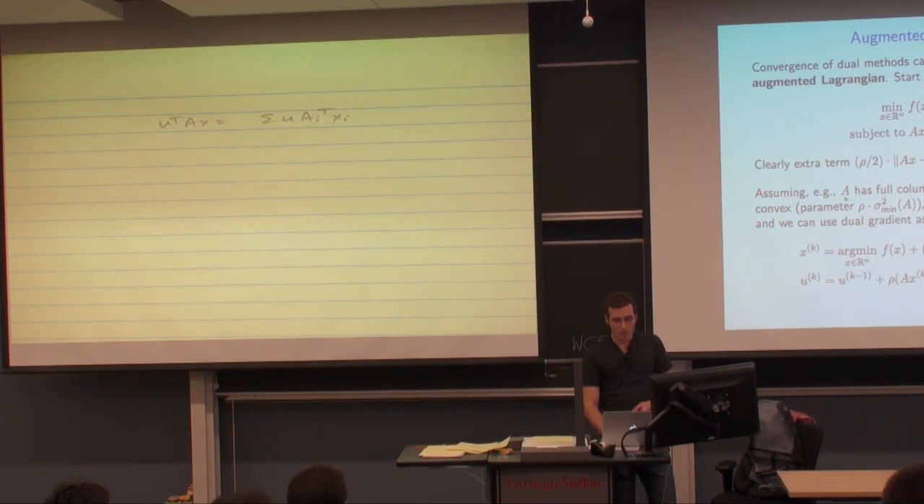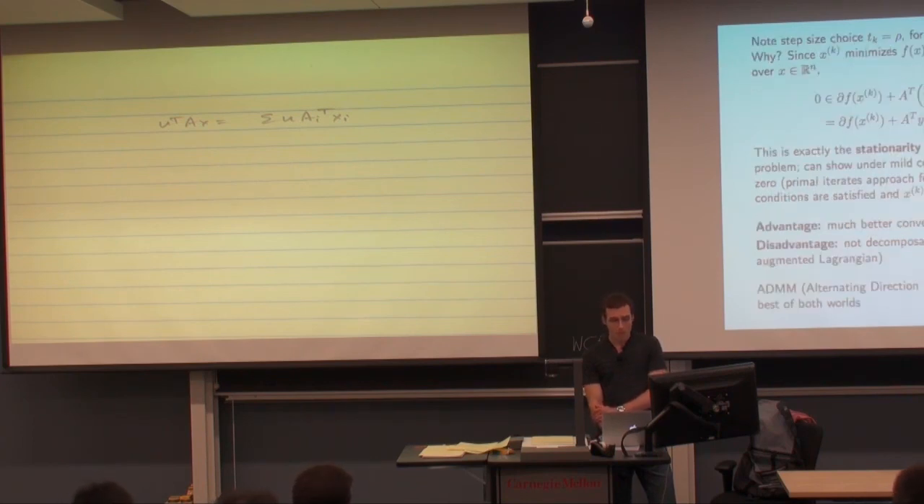If we assume, for example, that A has full column rank, then this whole criterion is strongly convex, because this part is strongly convex. So I didn't need a nice f; I'm just making it nice by adding this term. Therefore the dual objective function is differentiable. It helped me out by smoothing my function, and I can use dual gradient ascent. I'm going to repeat these steps, the same as before, but remember this is also part of the criterion, so I have to add that part in now.